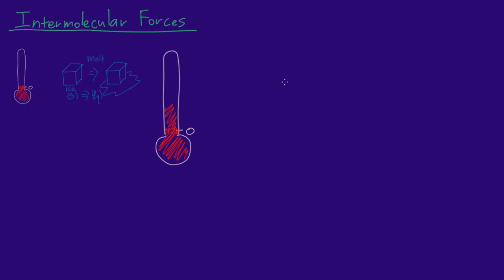Now let's increase the temperature a little bit. We've got a liquid. So these molecules are sort of bouncing around. Some have enough energy to escape into the gas phase, but not all of them do. If we give it more heat energy, the molecules move around faster.